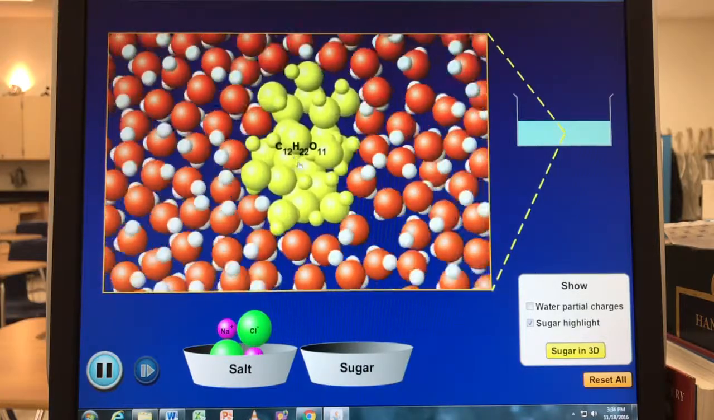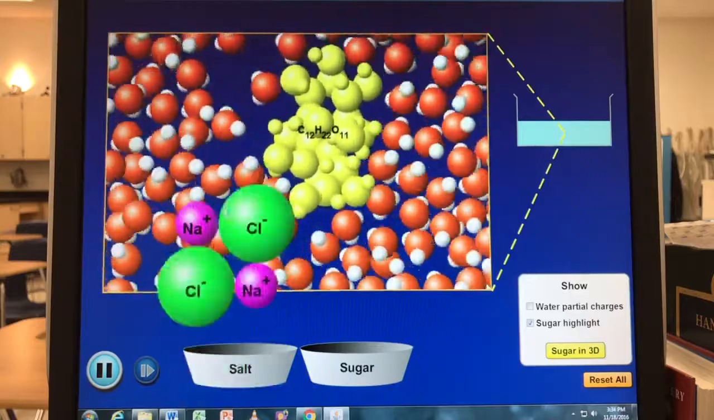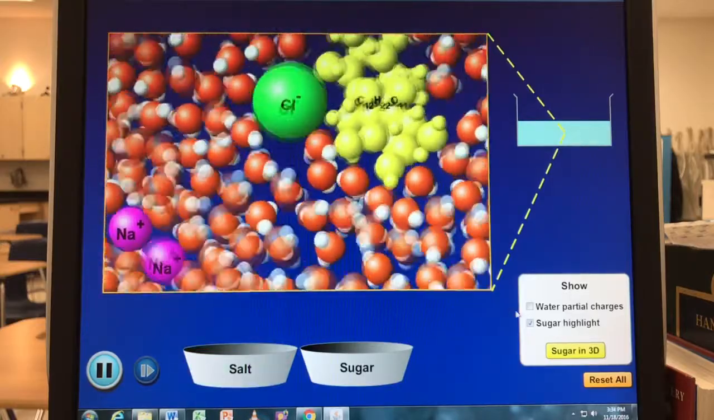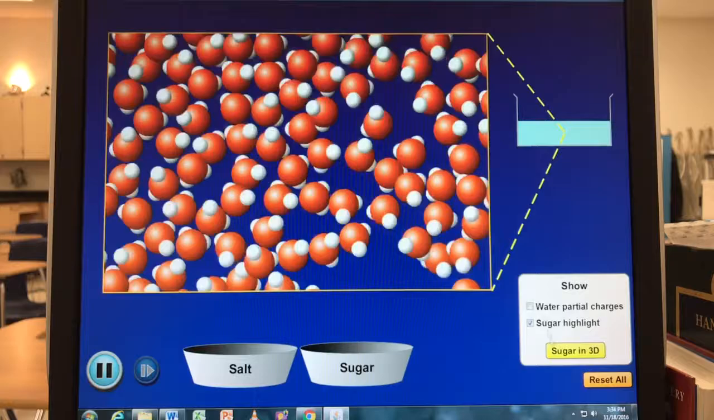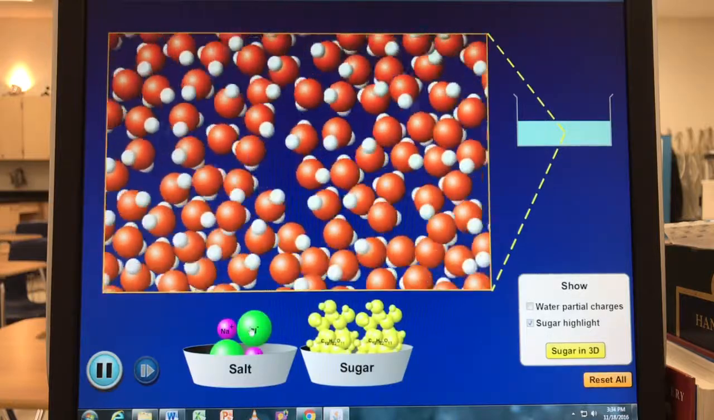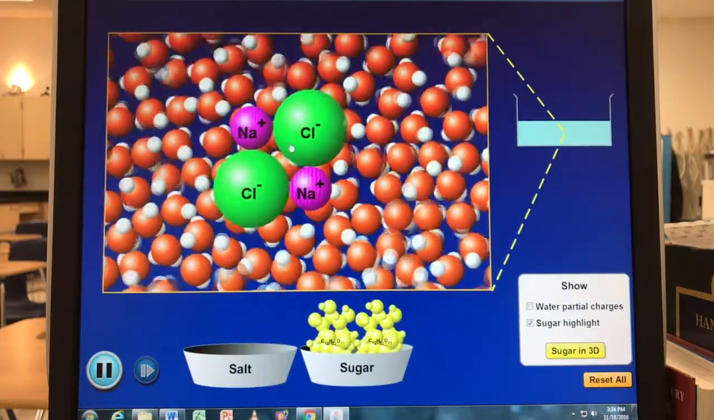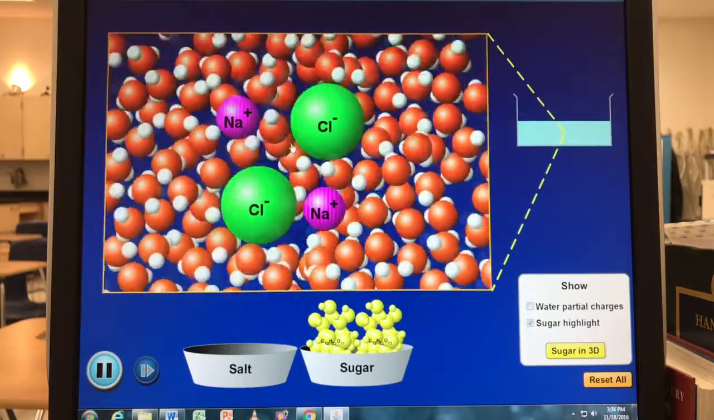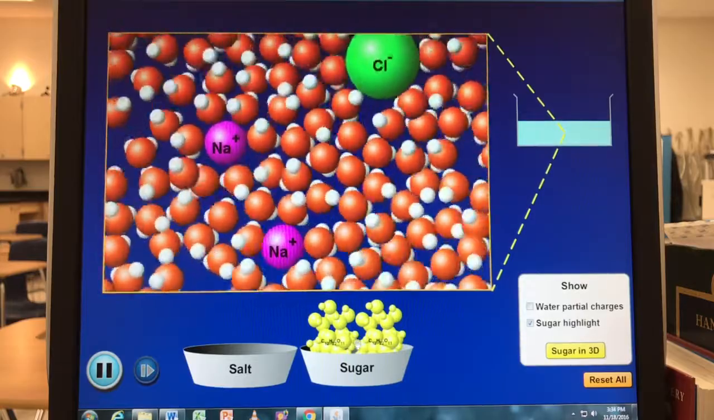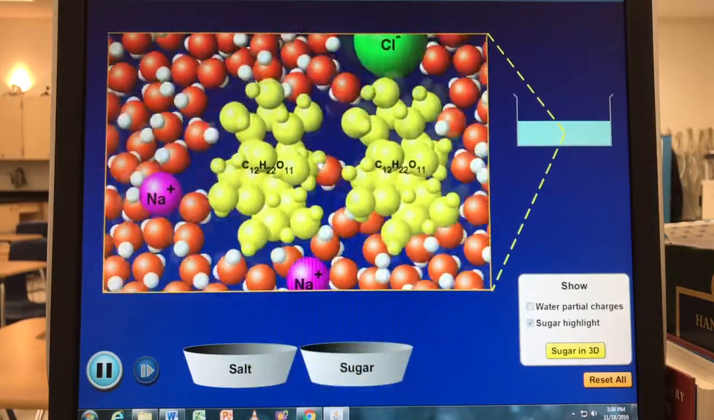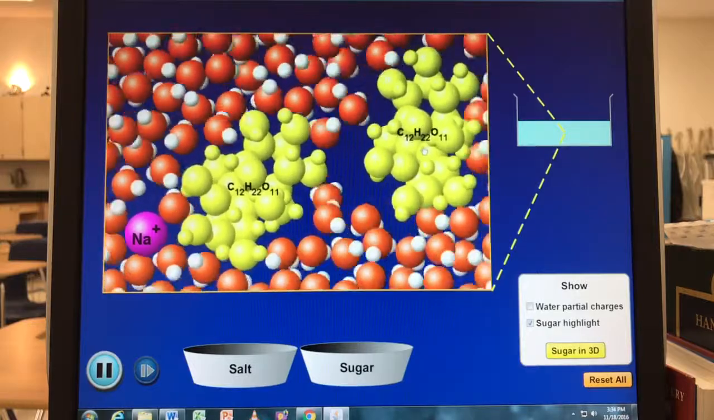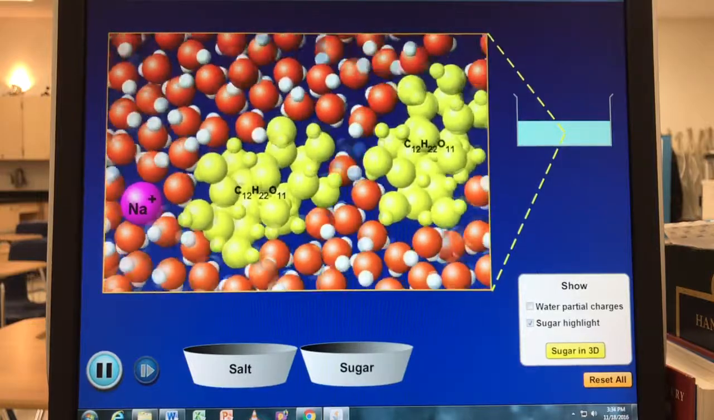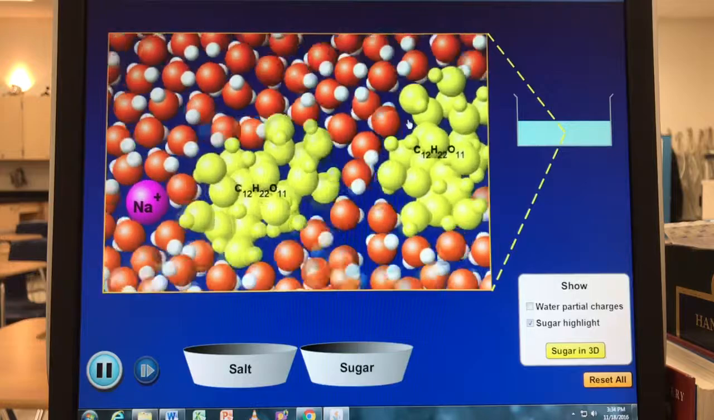So covalent bonds do not break when you put them into water. Ionic bonds do break when you put them into water. So sodium and chloride, the ionic bonds break when you put them into water, float around as ions. Covalent bonds do not break, right? They break apart into molecules, but the covalent bonds of the molecule do not break when you put them into water.